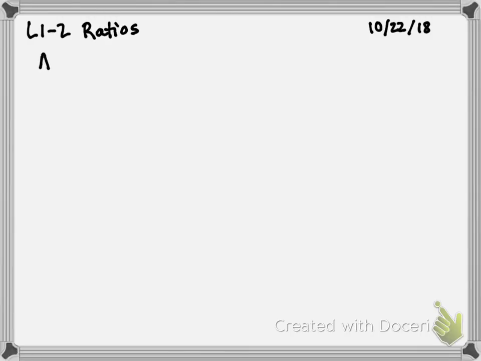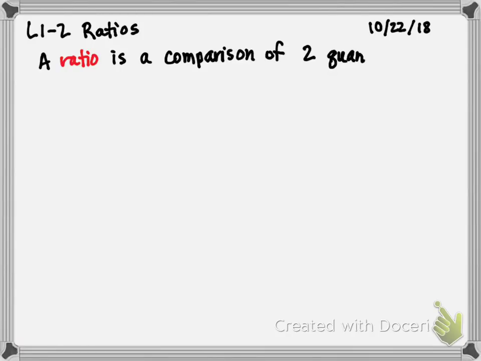Okay, so let's get a definition. So a ratio is a comparison of two quantities using division. Okay, so you got an idea what else we've talked about really recently that would meet that condition. If not, hopefully you'll see it in just a moment. So let's talk about ways to write ratios, because we have different ways to do it.